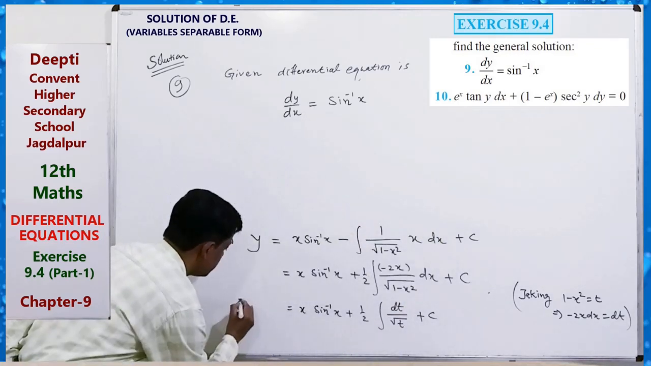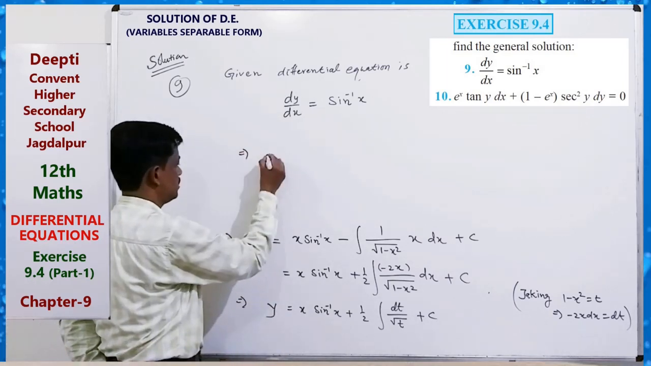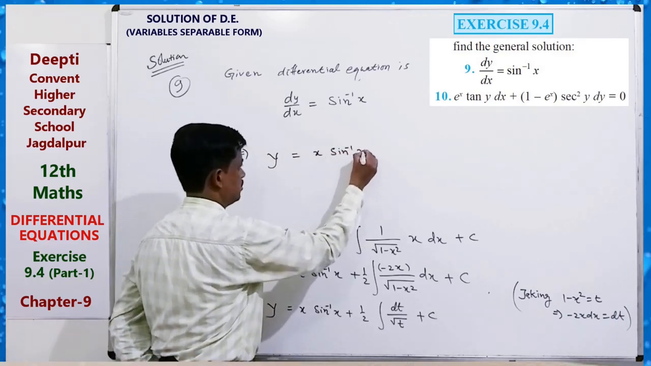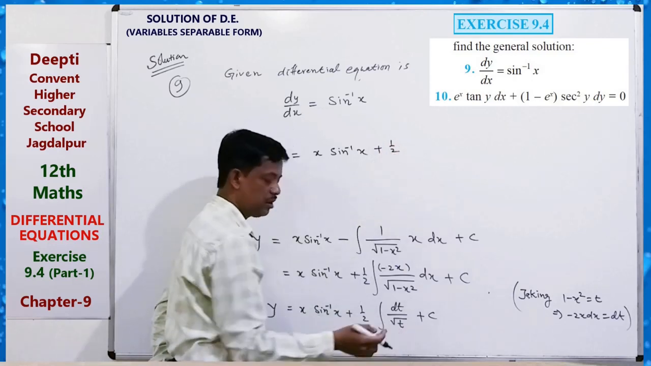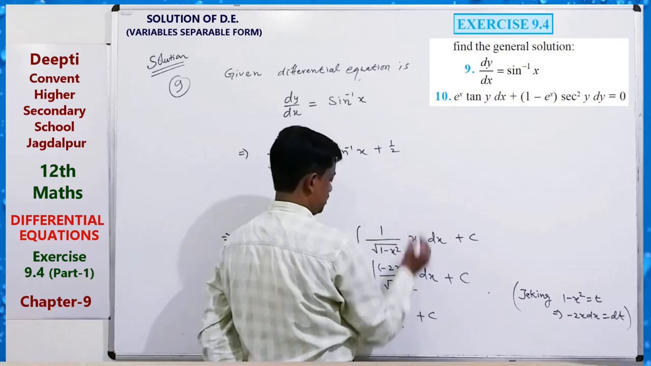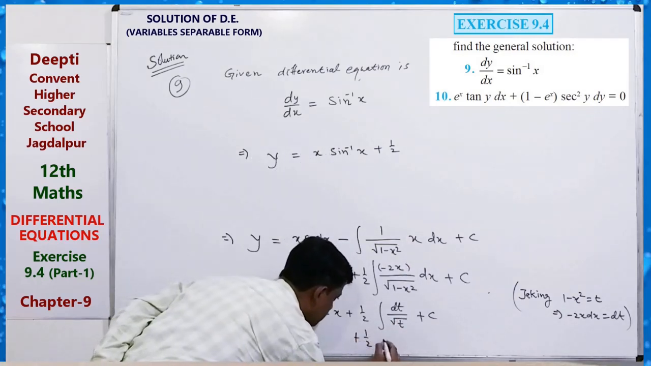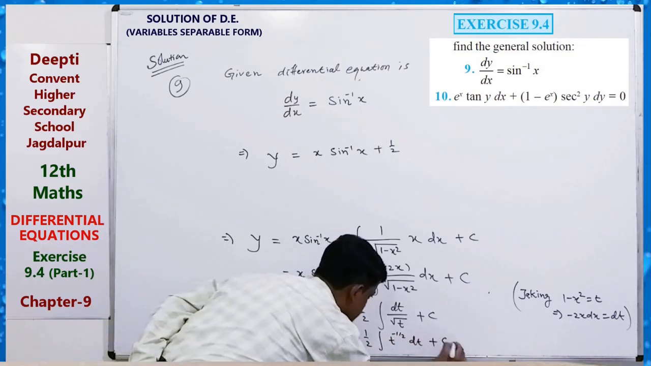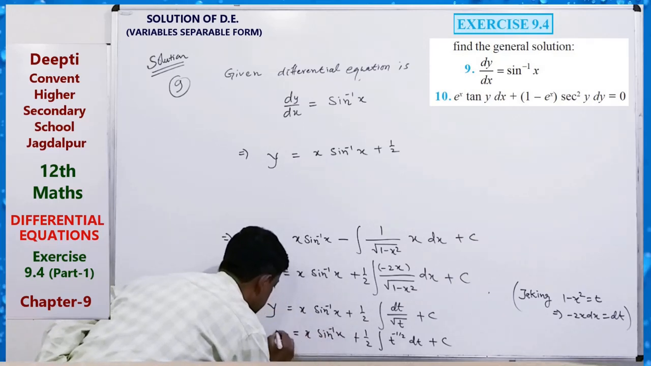This is what? y equals to x sin inverse x plus half, here t to the power minus half. It can be written like this: half integration of t to the power minus half dt plus c. Okay, x sin inverse x.